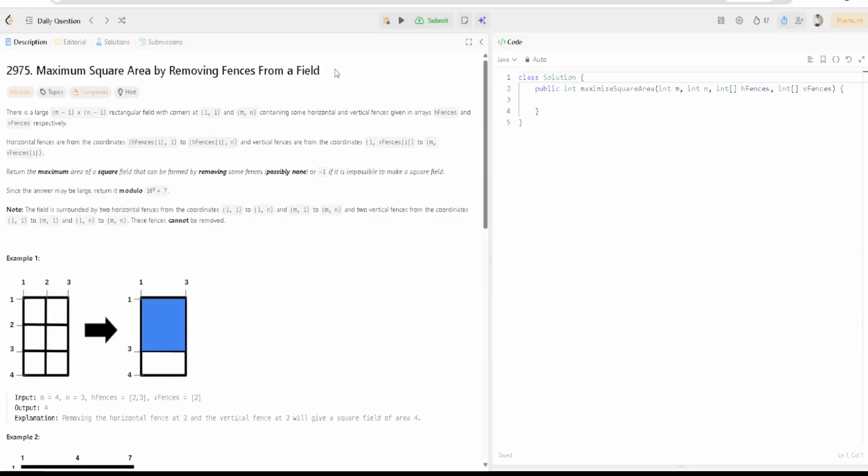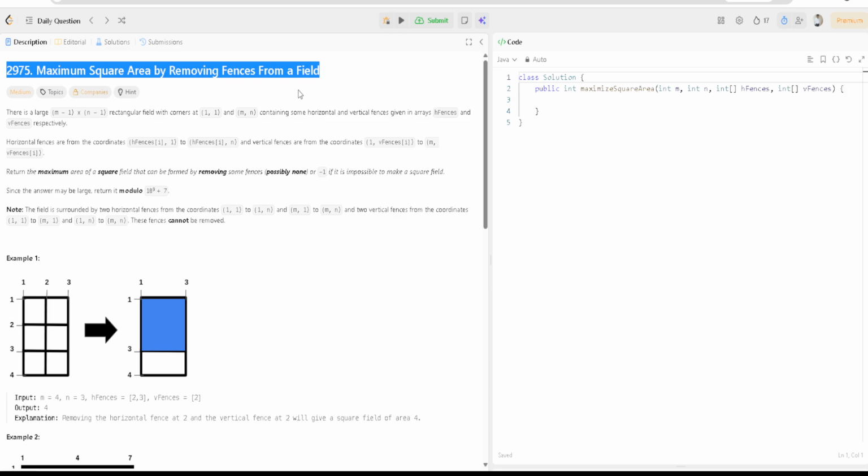Hello everyone, welcome back. So in this video we are going to understand 2975, Maximum Square Area by Removing Fences from a Field. We have to find the maximum square area, similar to what we have seen yesterday. This is the question we have.